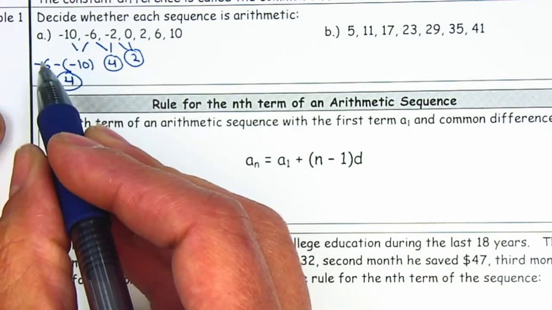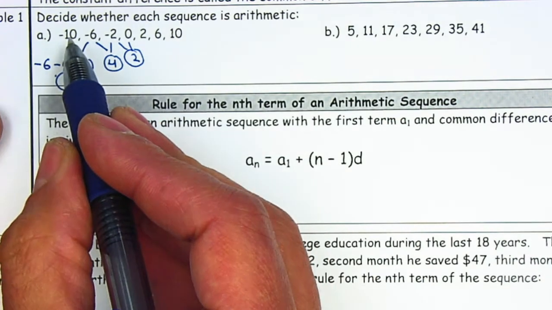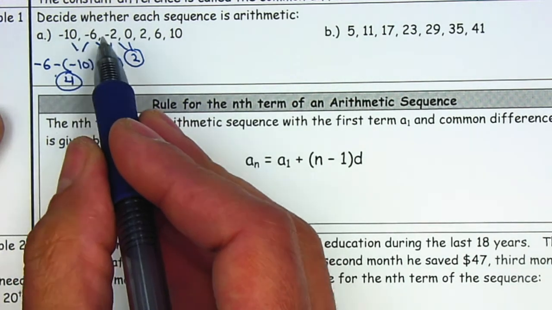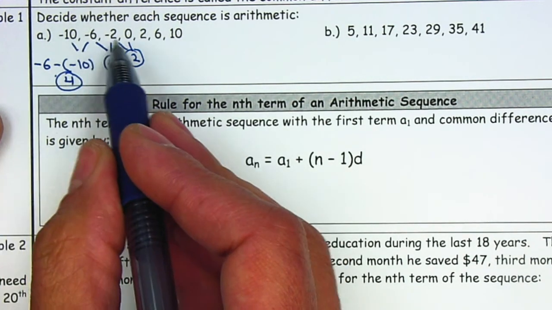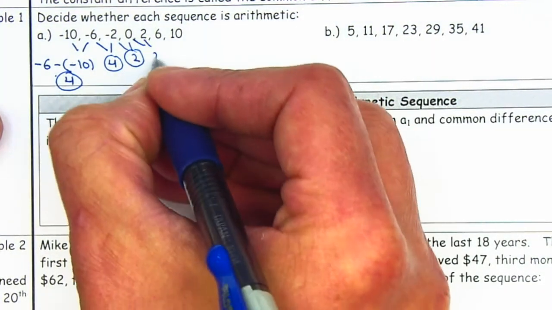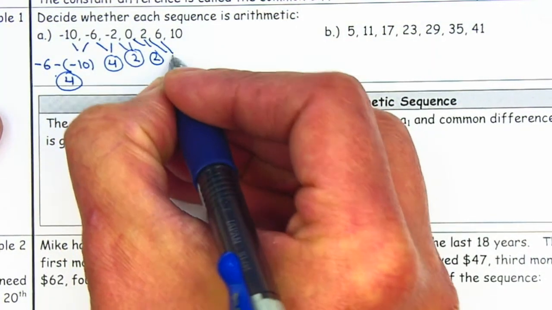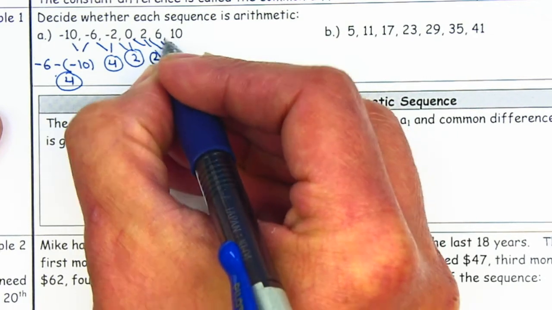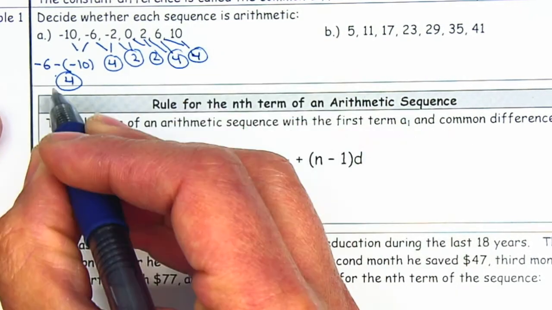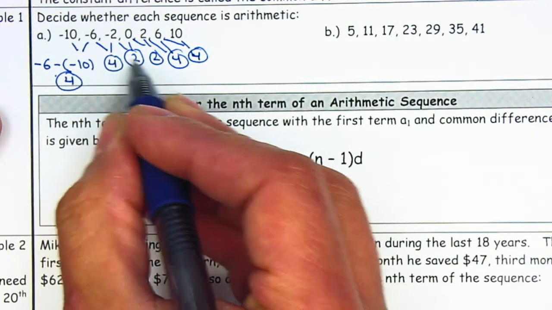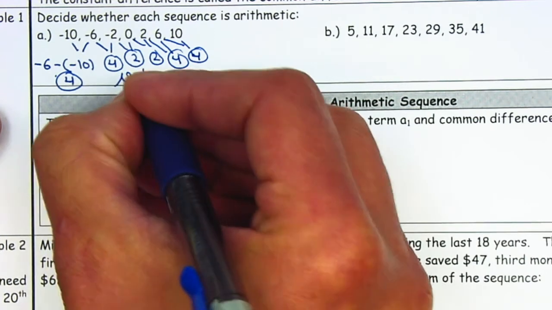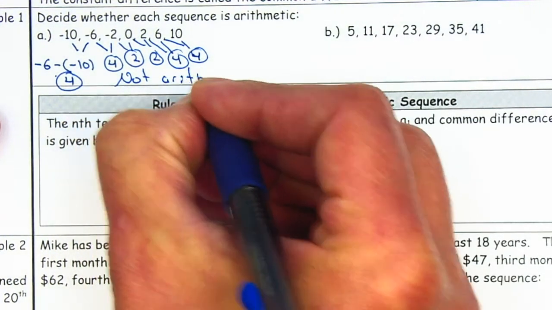So ideally, you want to subtract the second one minus the first one, or we can just do it in our head. -2 minus -6 is 4. What's it increasing by? 2. In this case, these ones are increasing by 2, these ones are increasing by 4, and the 6 and the 10 is increasing by 4. If you notice, the difference is not the same. It's not constant, so this is not arithmetic.